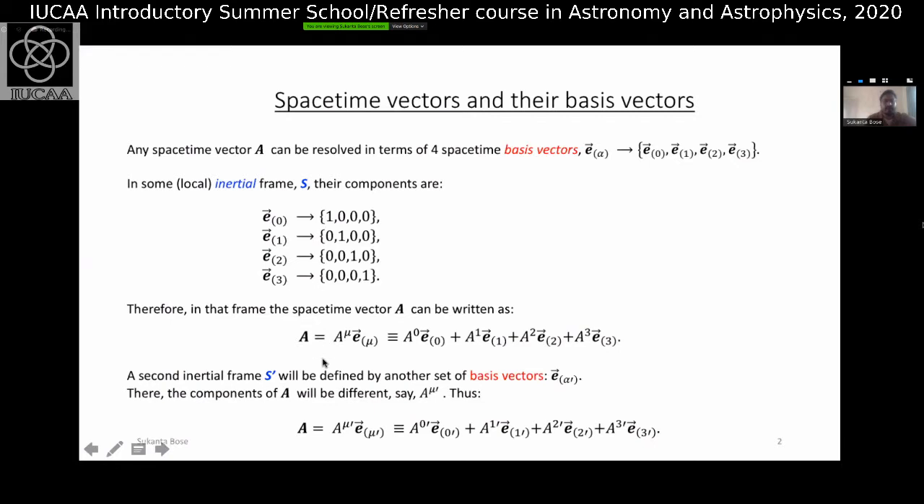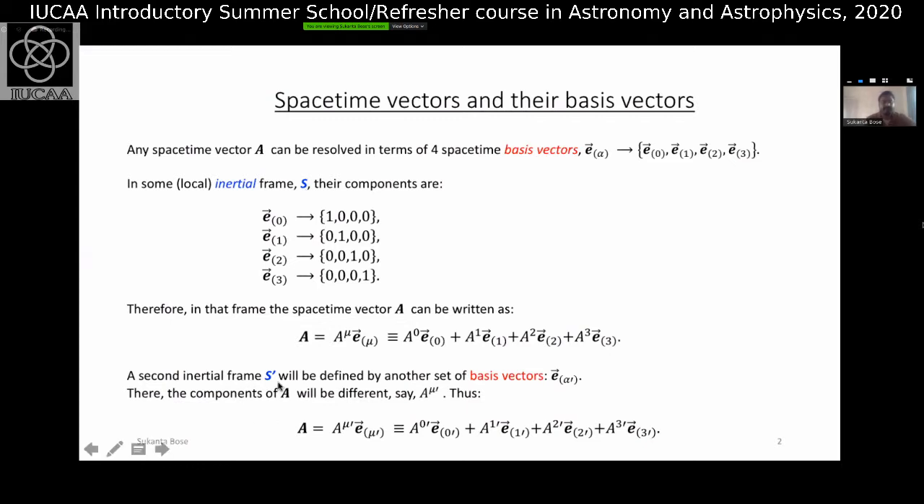So any vector, such as our electromagnetic four-vector A, can be expanded in terms of these four basis vectors. And they all have unit magnitude, as shown here through their component resolution. So A itself has components A0, A1, A2, A3 in this specific basis. And these bases may describe some inertial frame S, such as the hopefully static frame in which you're sitting.